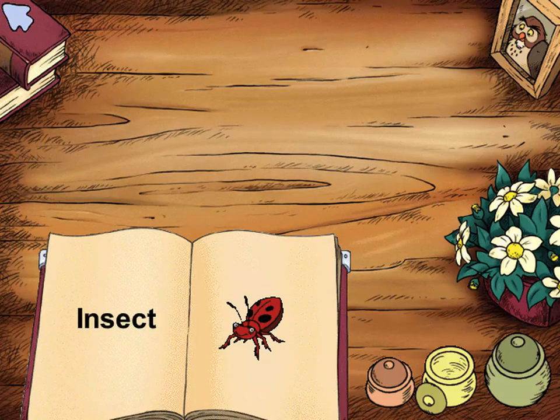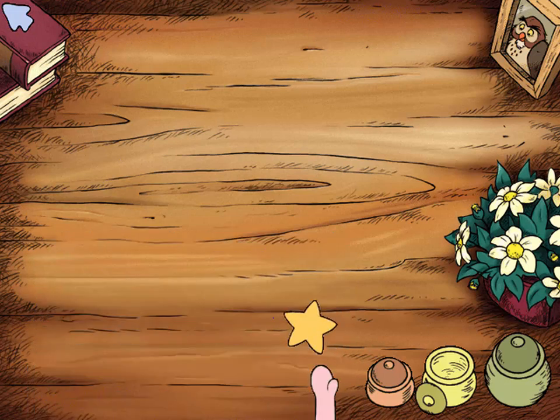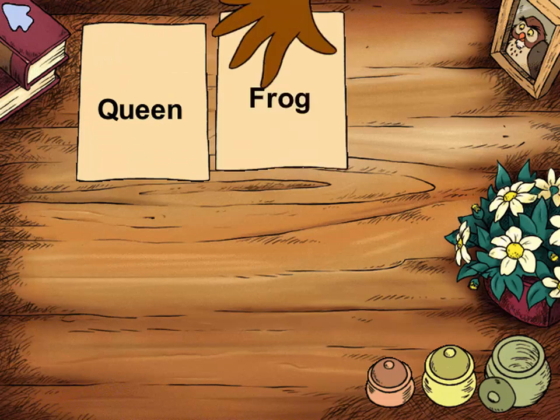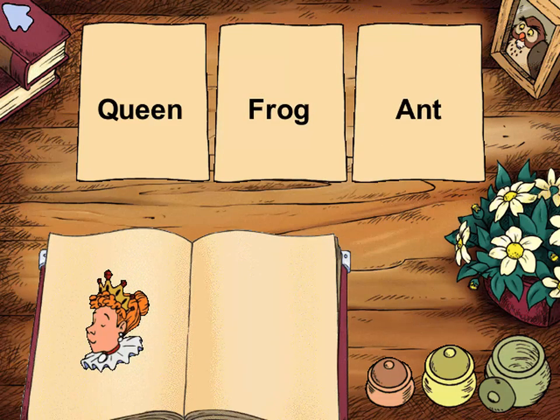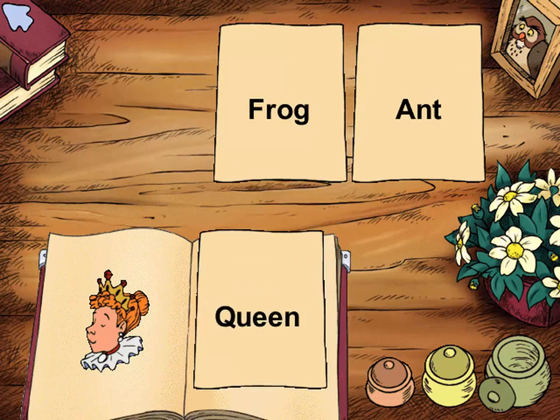Splendid! That's exactly right. Insect. This insect has six legs. Congratulations! You've earned a gold star. In this level, you'll choose the word that describes the picture in my book.